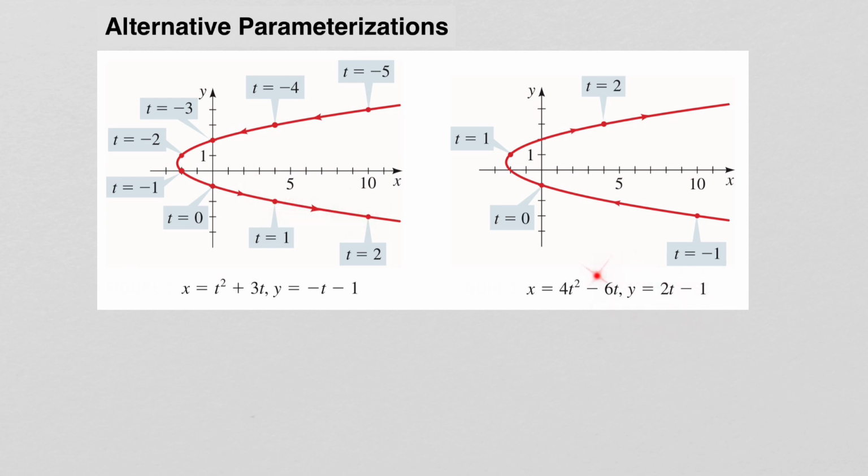Here's yet another parameterization that gives you the same set of points as the previous one did, and it moves in the same direction, but it moves twice as fast. Notice that there are very few t values here that take us through the same set of points that we got in the first example. So a set of points can have many different parameterizations, but those parameterizations will all be a little bit different in terms of where they start, which direction they travel, and how fast they travel.